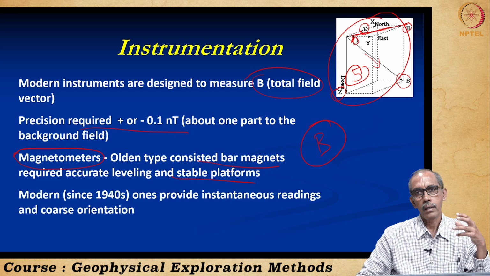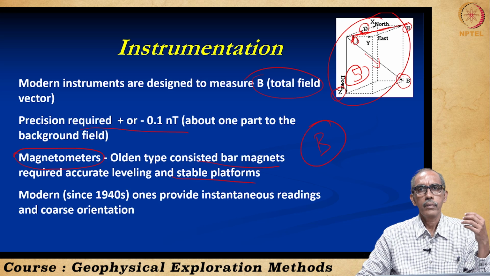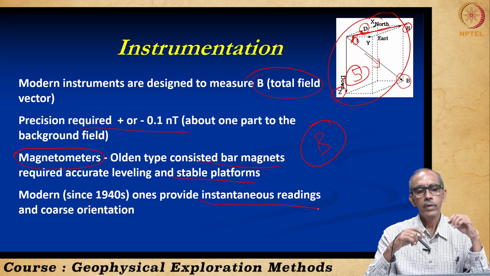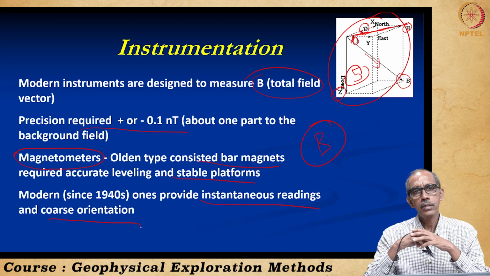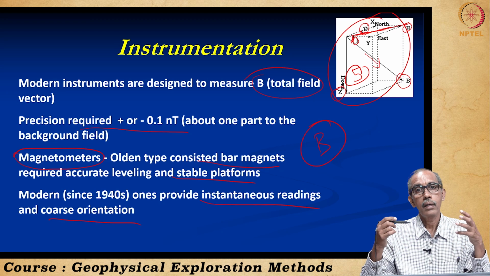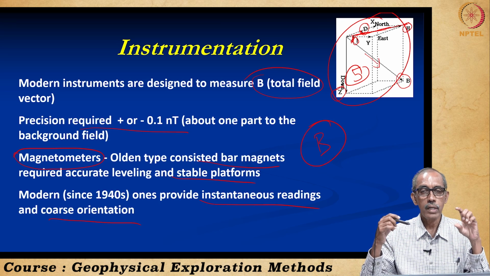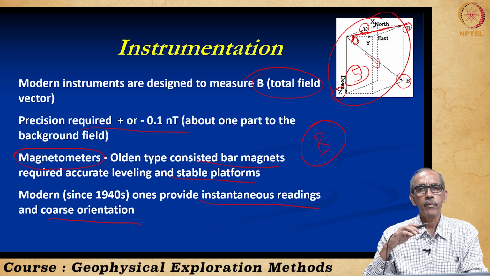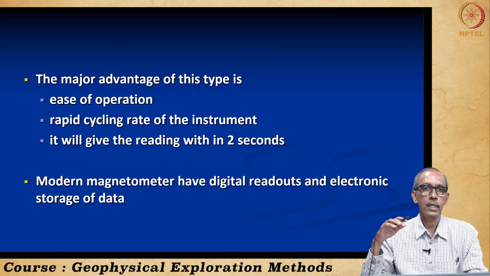platforms. However, recent magnetometers, especially very recent ones, have the advantage of carrying out measurements so quickly, instantaneously. We can take the reading with coarse orientation, because the instrument is so much automated. It can even note down the latitude, longitude as well as elevation. They are all coupled using the differential GPS. So, modern day magnetometers provide a facility that you can instantaneously take the reading without bothering very much with regard to the orientation.